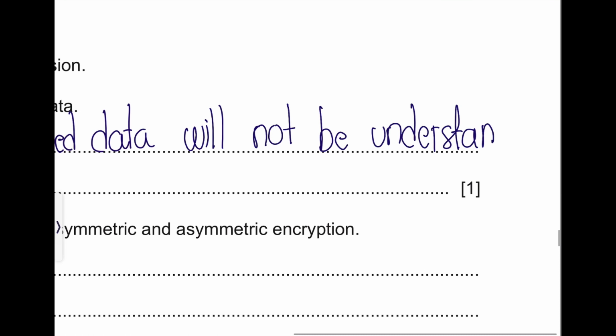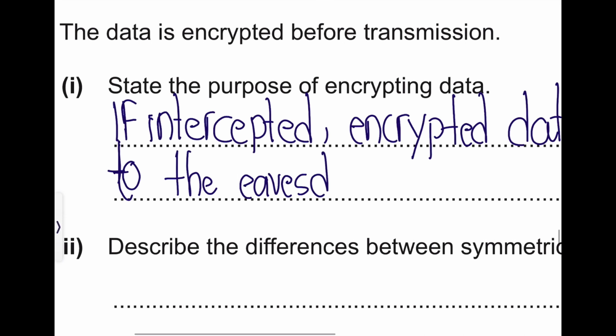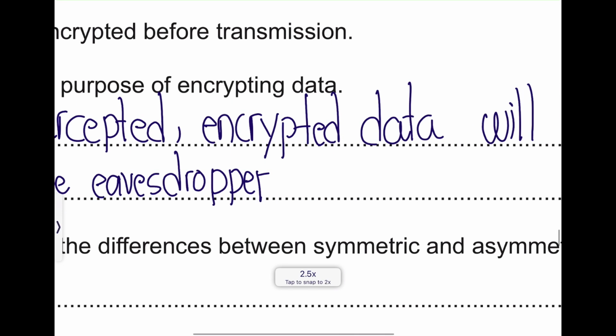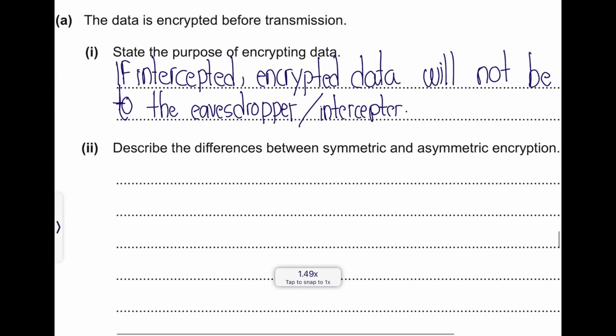To whom will it not be understandable? Understandable to the eavesdropper, or let's say the hacker. It's not necessary to write this, but I'm just writing it for extra information as it is given in the textbook. So encrypted data is basically not understandable because you need a decryption key.